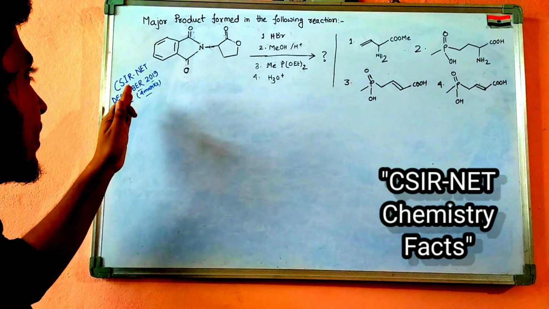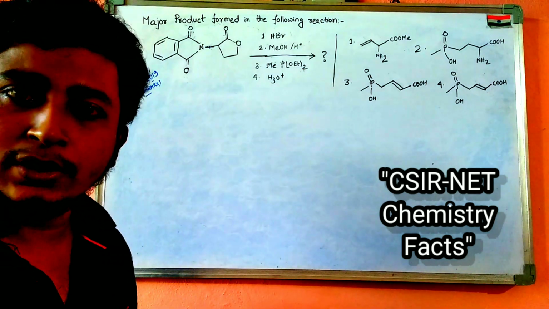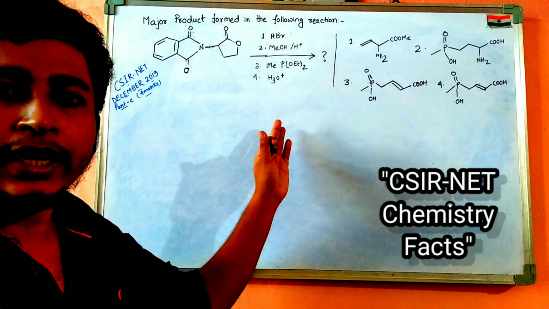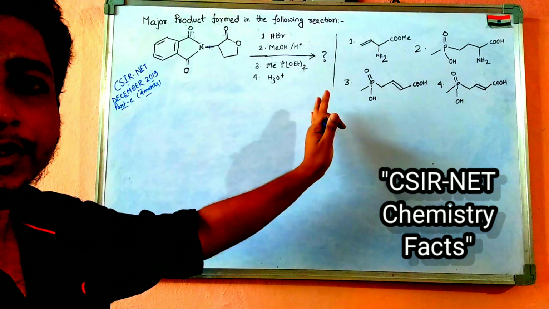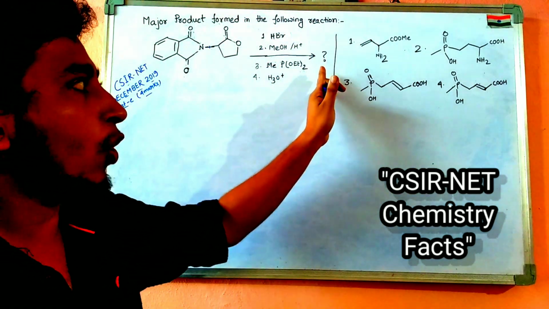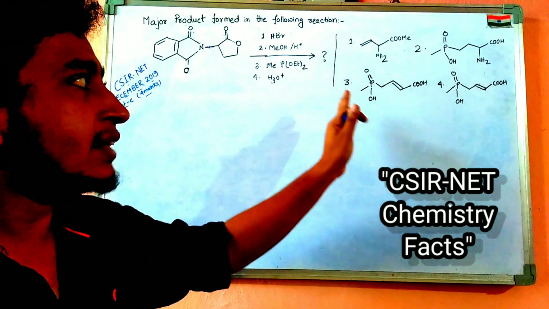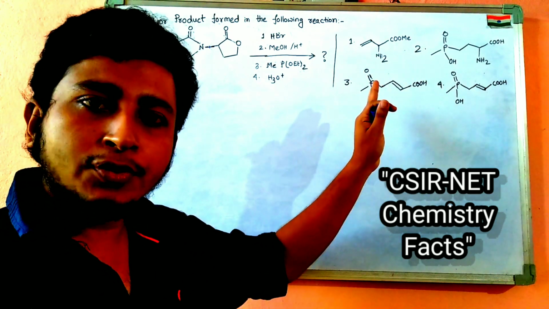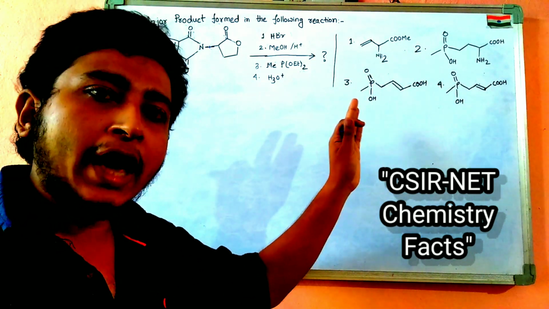Today we will discuss the CSIR-NET December 2019 Part C question. It is a 4 marks question, and here you can see the question on your screen. This is the starting material treated with these 4 reagents, and we have to determine the product. There are 4 options given. Among these 4 options, we have to predict which one will be the correct answer.